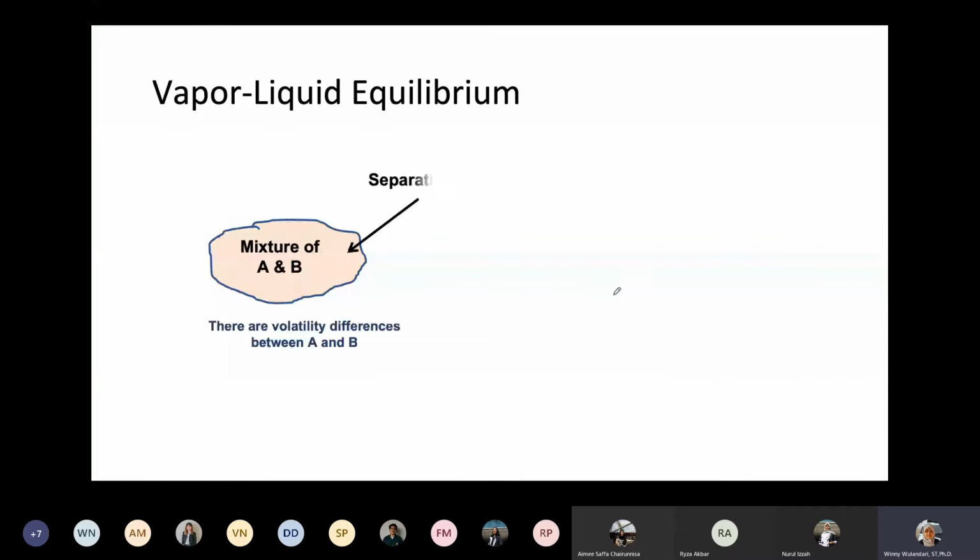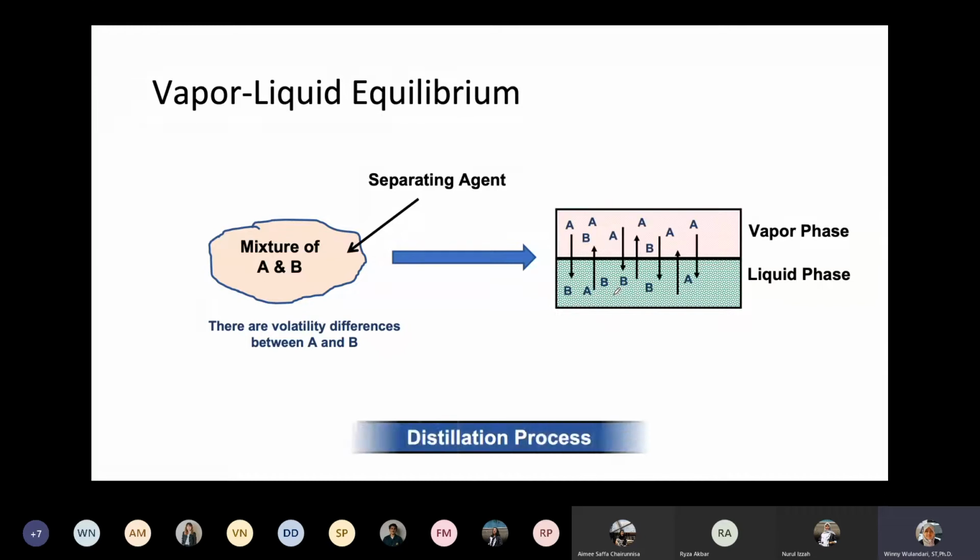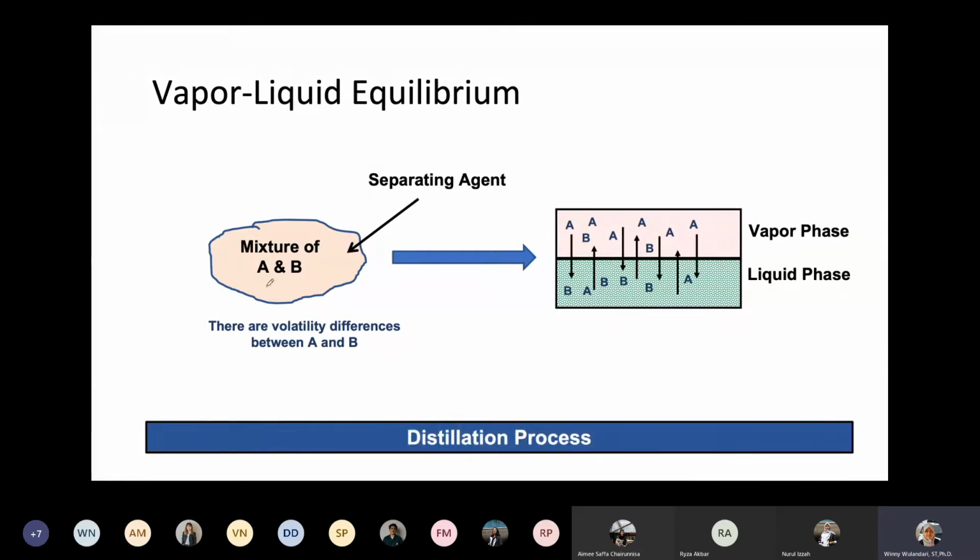Okay, now let's talk about vapor liquid equilibrium. This is actually what I was talking about in the previous one. If we have a mixture of A and B, for example LPG, a mixture of propane and butane, there would be a volatility difference between those compounds. Usually A is the more volatile and B is the less volatile. Later on, if we have 5 compounds, the first is the most volatile and the last, compound number 5, is the least volatile.